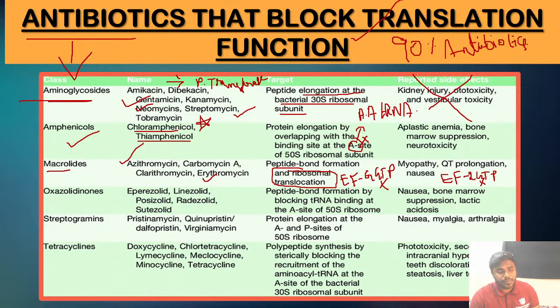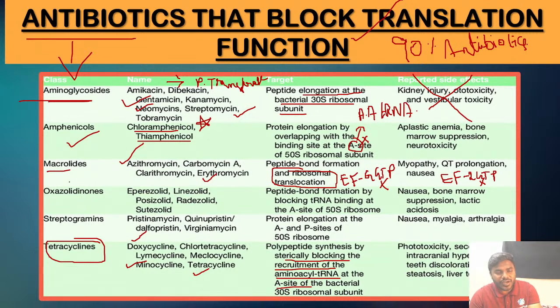Kindly don't forget that. Then another very important group is the tetracyclines, which we commonly take for many kinds of infections. Doxycycline, minocycline and tetracycline. Doxy, mino, tetra. Remember these three without fail. How is it blocking? It blocks polypeptide synthesis by sterically blocking the recruitment of amino acyl tRNA at the A site.